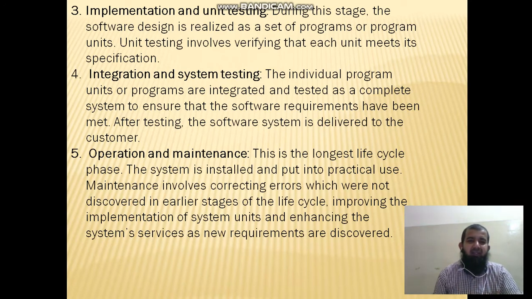Then next, integration and system testing. The individual program units or programs are integrated and tested as a complete system to ensure that software requirements have been met. So after each part of the software is complete, you have to combine it, integrate it, and test the whole software. That is called system testing. Whole system you have to test. After testing, the software system is delivered to the customer. If it's successfully working, then you have to deliver that software to the customer.